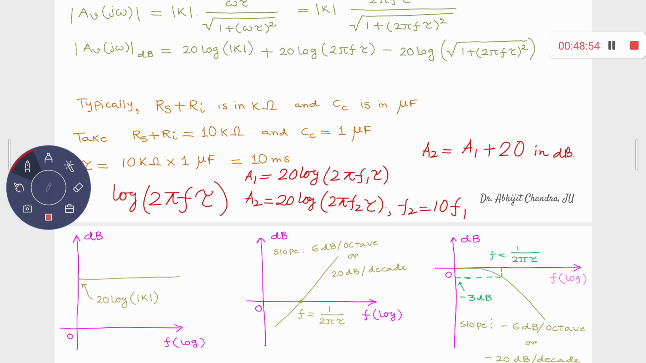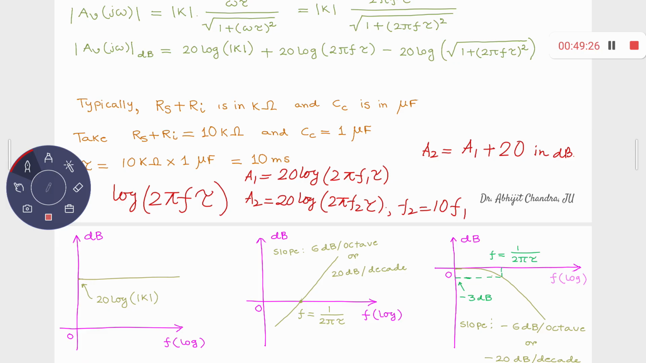Same thing. Either you call it 6 dB per octave or 20 dB per decade. That means if I change the frequency by a factor of 2, the corresponding dB value will increase by A2 is equal to A1 plus 6. Or A2 is equal to A1 plus 20 if I increase by a factor of 10. So essentially it's a straight line with that particular slope, 6 dB per octave or 20 dB per decade.